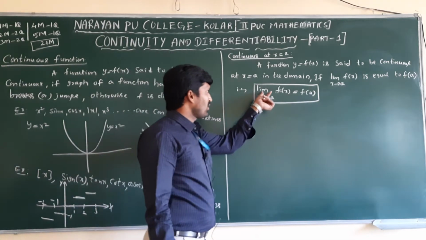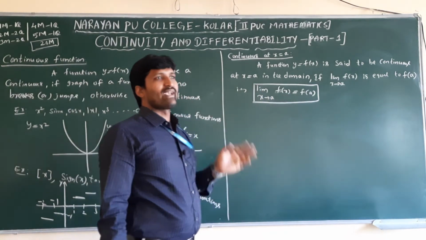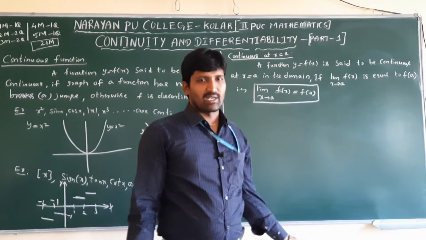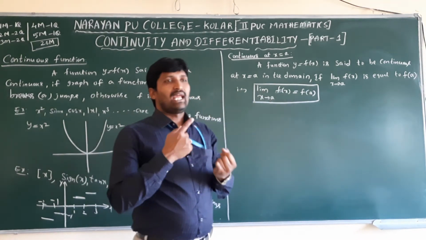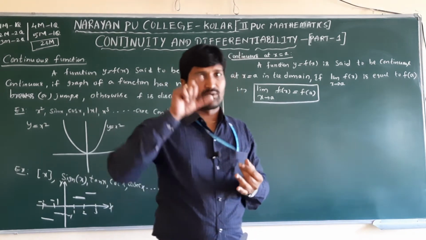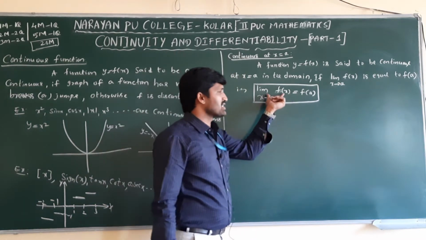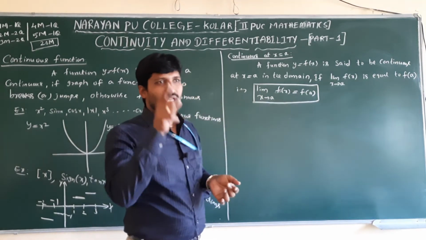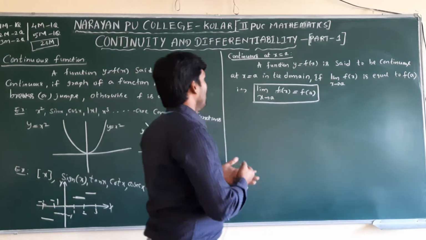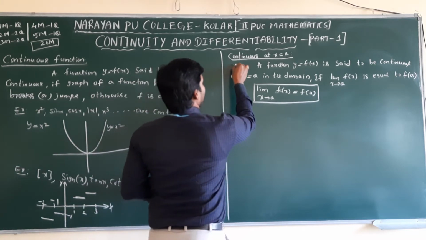Now the limit as x tends to a of f of x will exist when left hand limit equals right hand limit. This value is possible, this is equal to which value? LHL equal to RHL. Then only this condition is possible, otherwise it never exists when LHL is not equal to RHL. Now this is one type of definition.